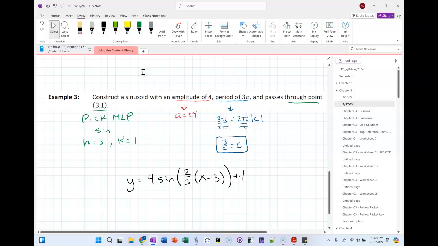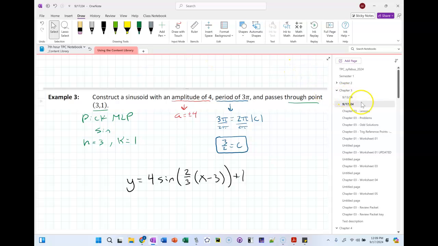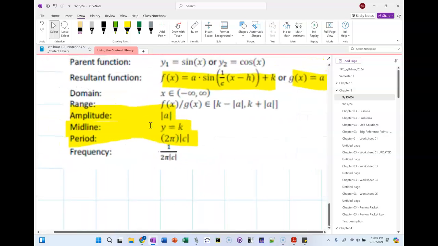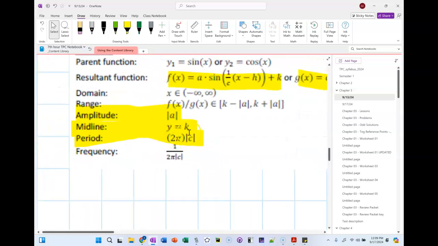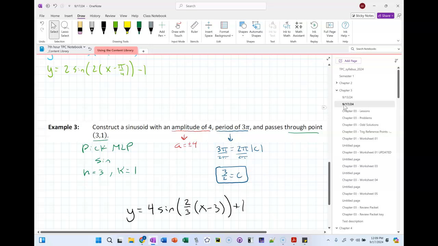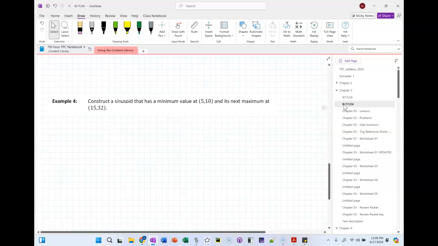Yes? Do you always divide the period by 2 pi to find C? Yes. All right. So if we look back to yesterday, one of those equations I gave you is that the period is 2 pi times the absolute value of C. That's always the case. So that's always how we'll backtrack and find C. All right, one more example.